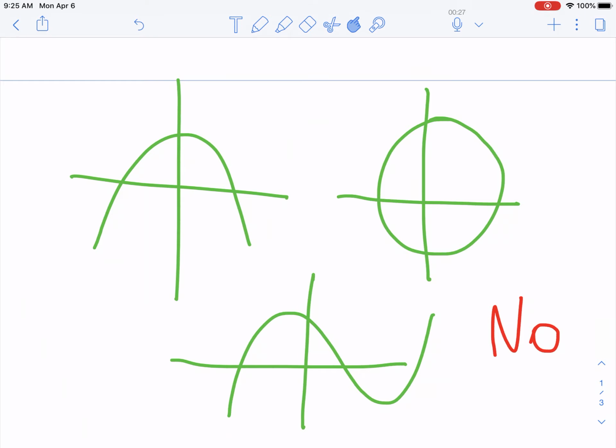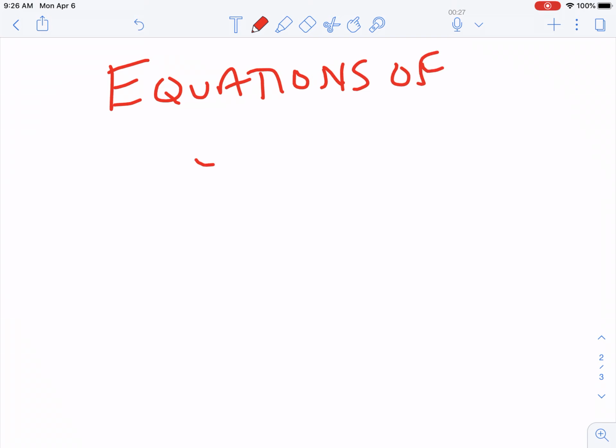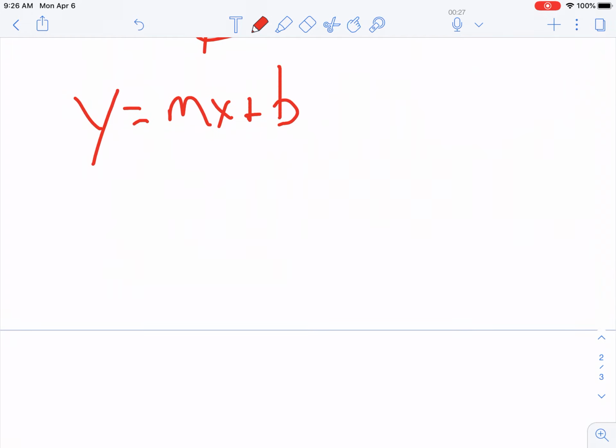Okay, next part. Equations of linear relations. So an equation of a linear relation looks like y equals mx plus b. This is a linear relation. It could also look like, with some numbers substituted in there, y equals 3x plus 4. That is a linear relation.